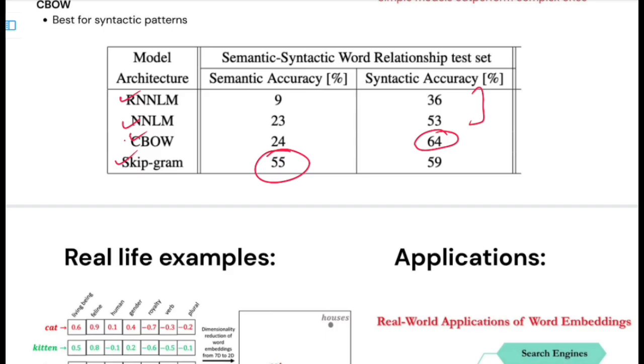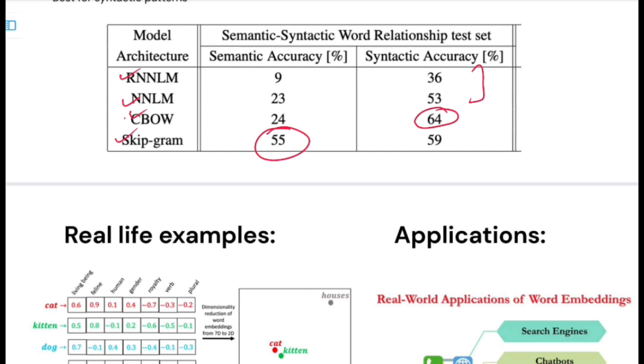So again, we see the central theme of the paper: simpler models plus large data is greater than complex models.